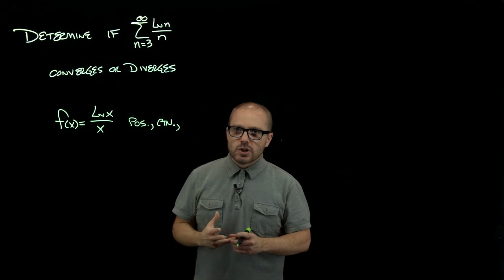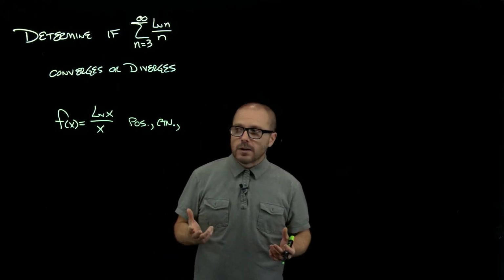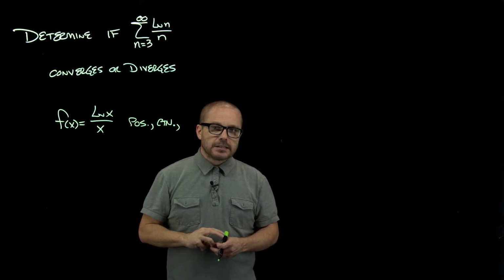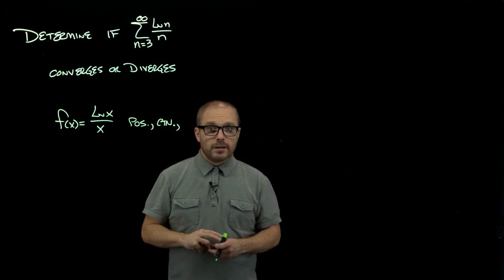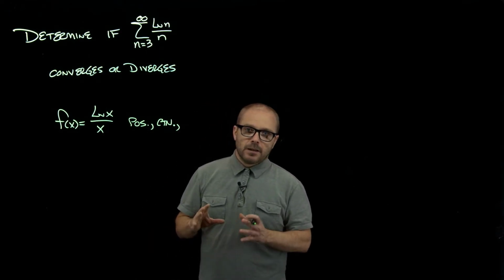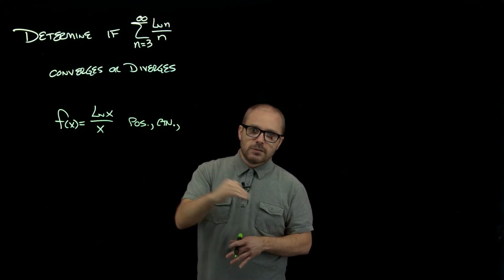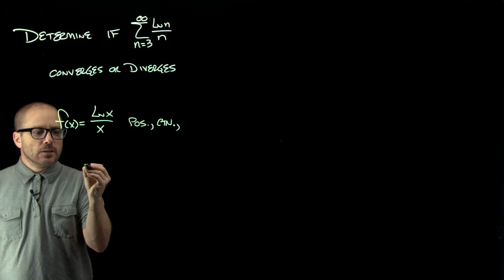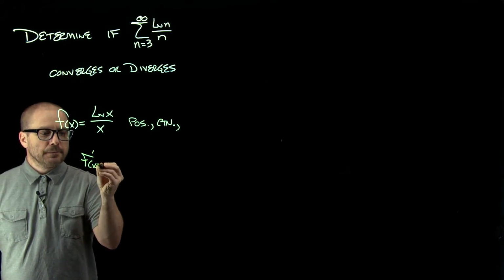If you weren't sure, you could use what you know from Calc 1, right? We know that if it's decreasing, the derivative needs to be less than 0. A negative derivative tells you a decreasing function. So you could do that. If you weren't sure, you could take a look at the derivative.